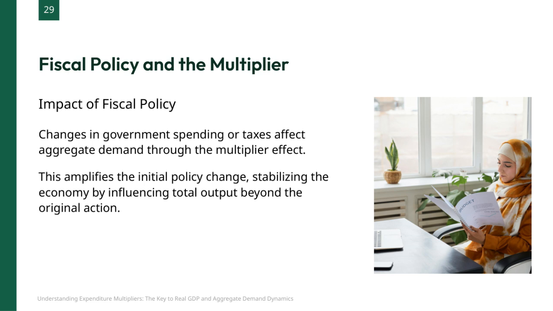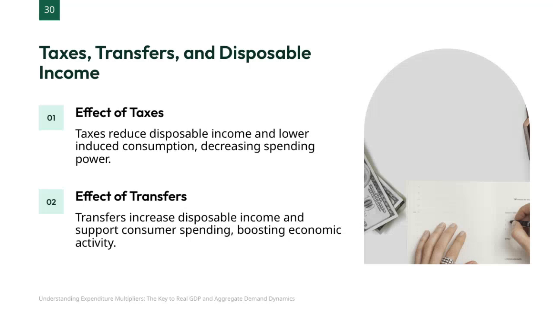For example, if the government increases spending, it puts more money into the economy, which encourages businesses and consumers to spend more as well. This ripple effect stabilizes the economy by influencing total output far beyond that original policy move. As you can see in the image, analyzing budget documents and making informed fiscal decisions plays a crucial role in managing economic stability.